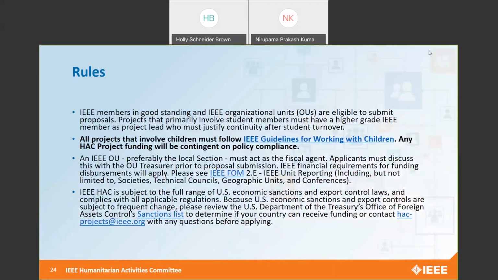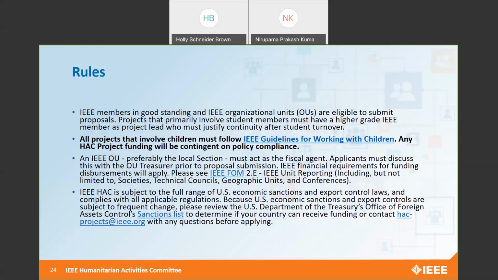I think the rules, no, if you're working with children, you have to follow guidelines. They are more based on US-centric, Western-centric guidelines, but be very clear that we are going to require those guidelines. You have to be in good standing, and we are hoping that you will work with your local section who will act as a fiscal agent. They may even help us with some oversight. But at the same time, like I've said, the project lead will be the person finally calling the shots. And again, US economic sanctions, export laws, all those will apply.